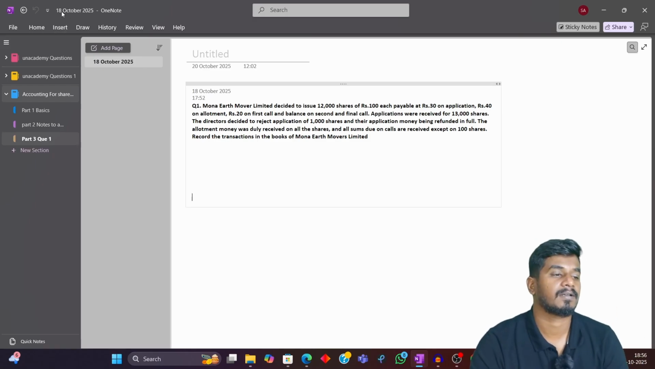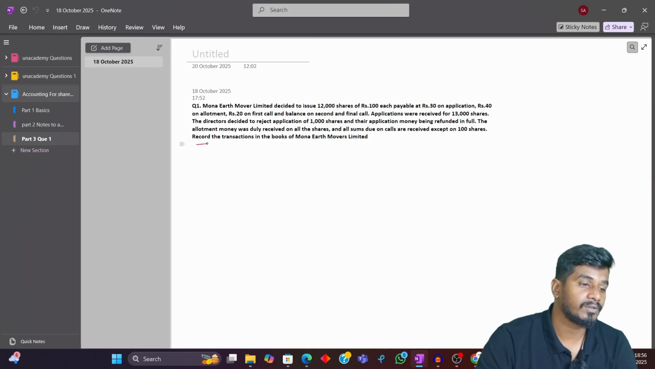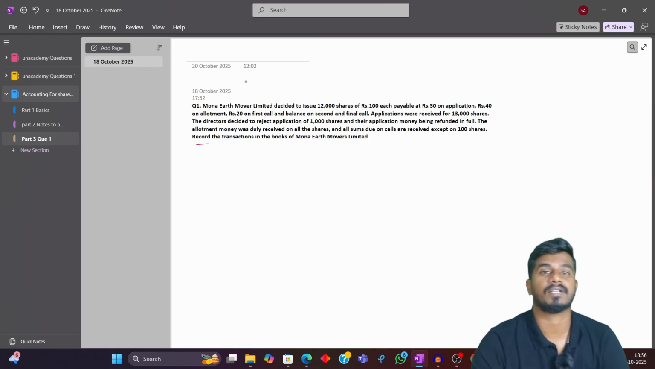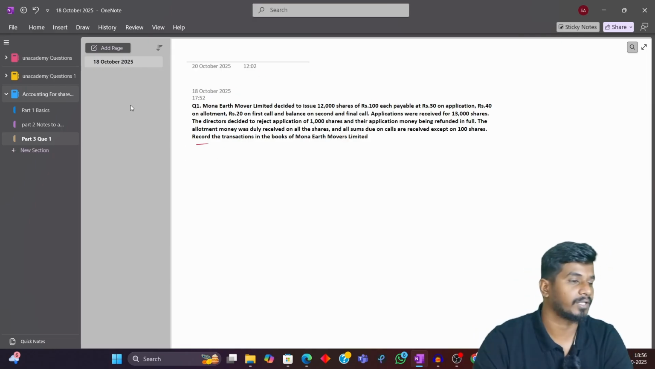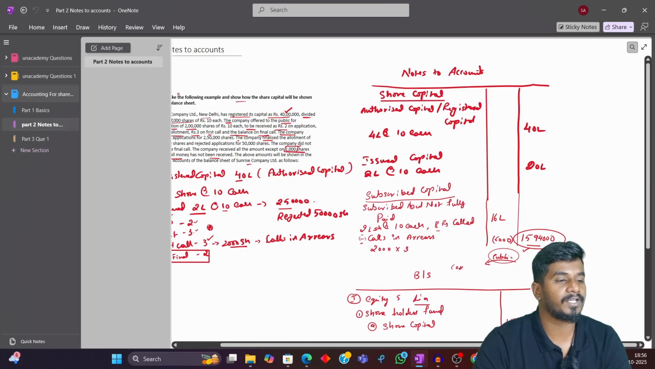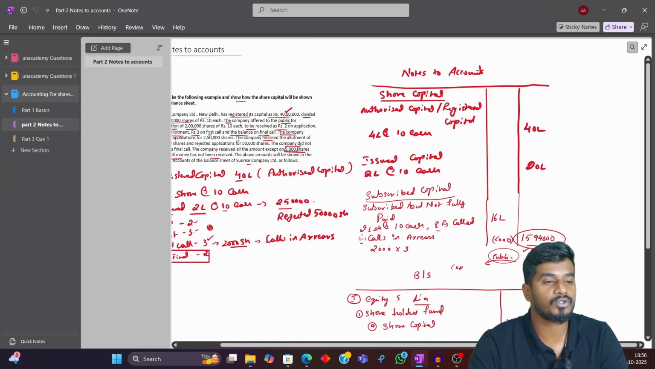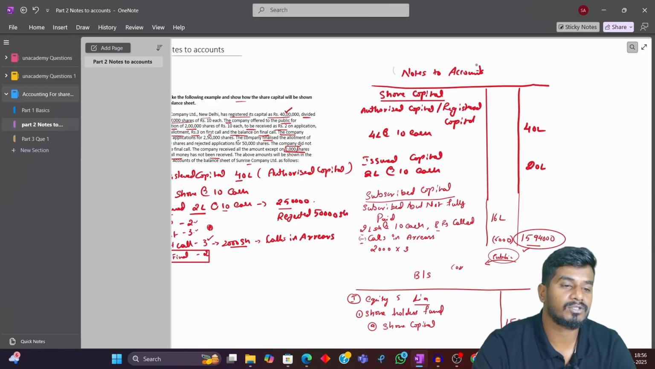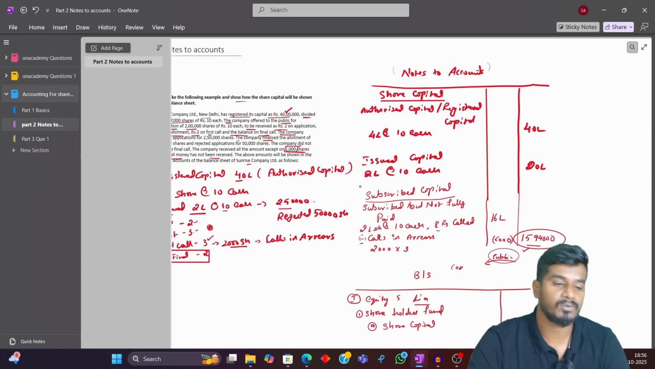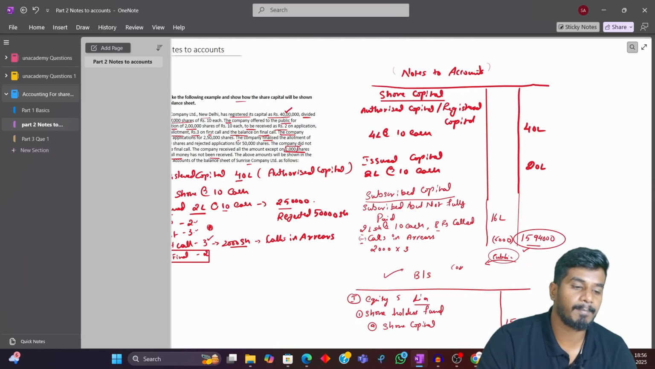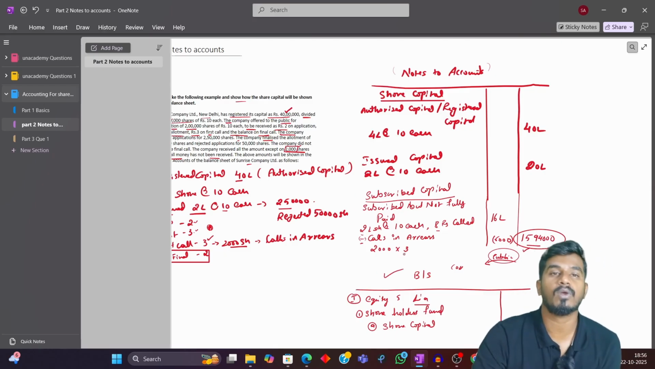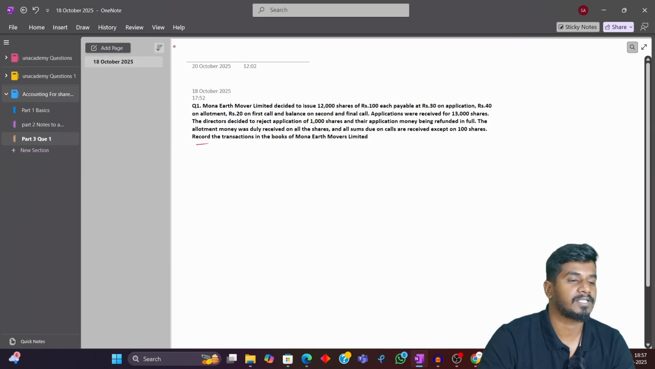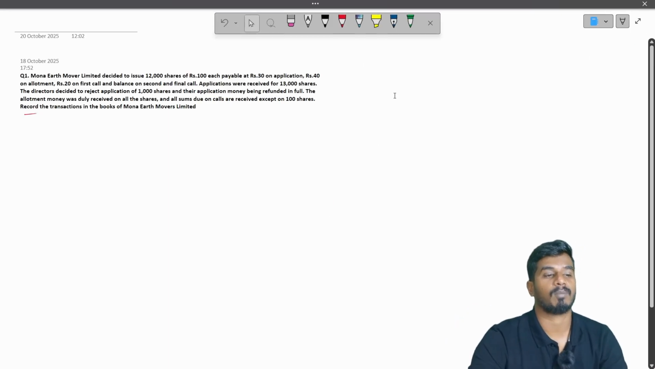So in this lecture, we will understand the solution for this question. How to solve this question? In the previous video, we understood how to show share capital in notes to accounts, how to prepare notes to accounts, and also how to prepare the balance sheet and show share capital in it. Now, in this video, we will solve a practical problem.